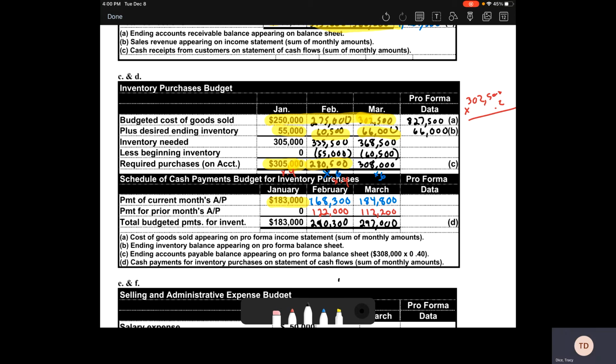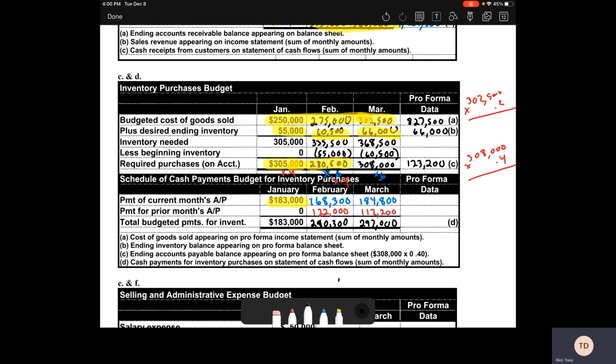We're then looking for the ending accounts payable. So we've paid off 60% of that 308,000. So our ending accounts, we've already paid off the 305. We've paid off all of the 280. All we have left is the rest of that 308, which is 40% of that. So take it times 0.4. And we find that our ending accounts payable is 123,200.